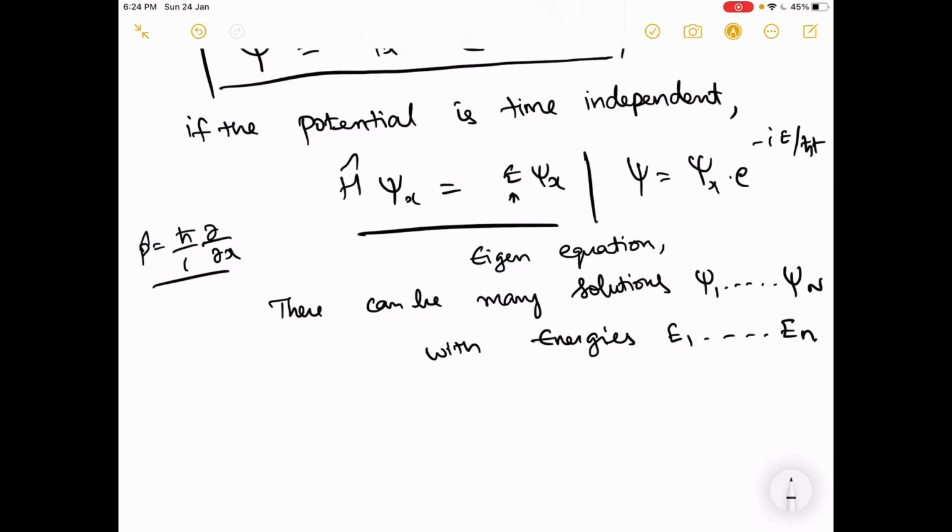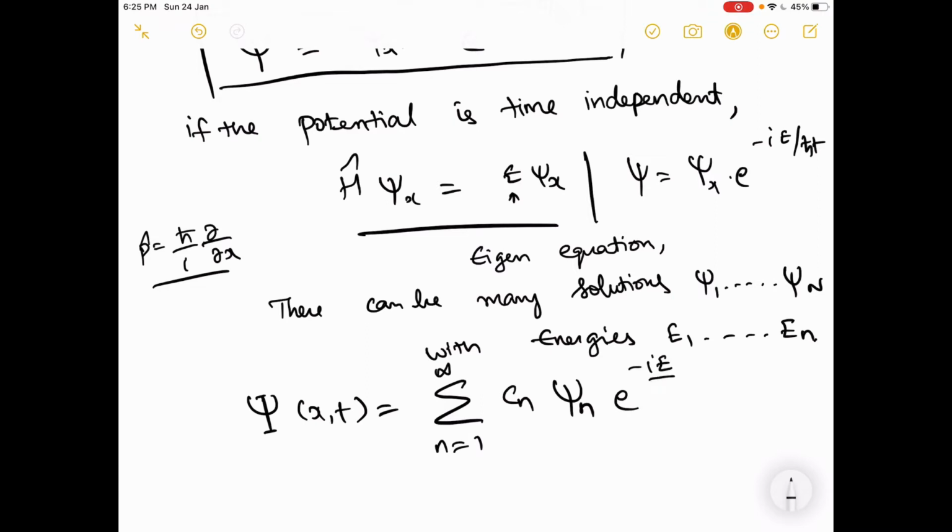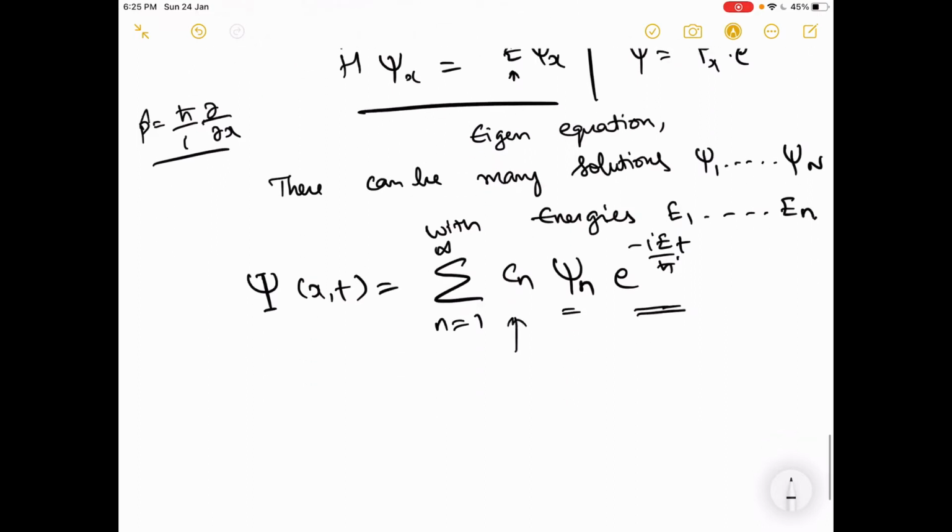And the total solution psi, let me write it capital if I can remember it everywhere, can be written as some summation 1 to infinity Cn psi n e power minus iE by h bar into t. Right? So this is the time component, and this is the independent solutions, and the total solution is some average, and the Cn is the Fourier components, right, or the component of each stationary solution.